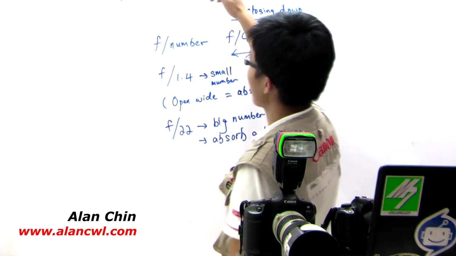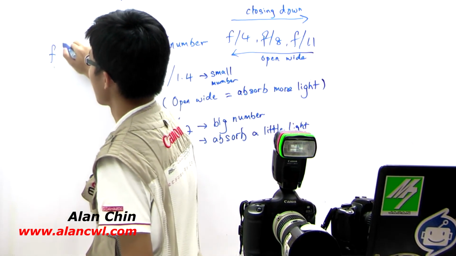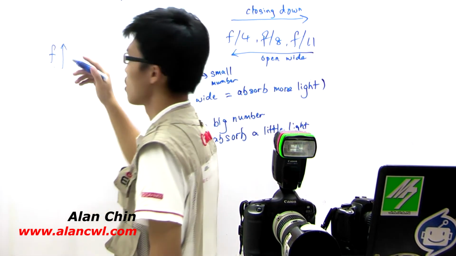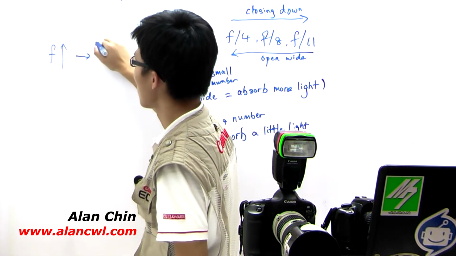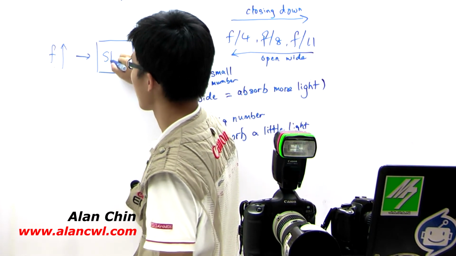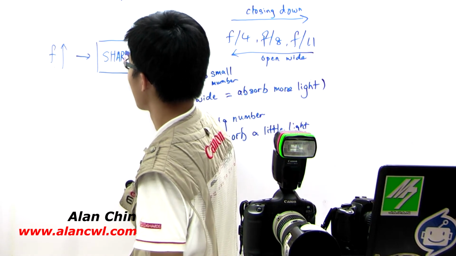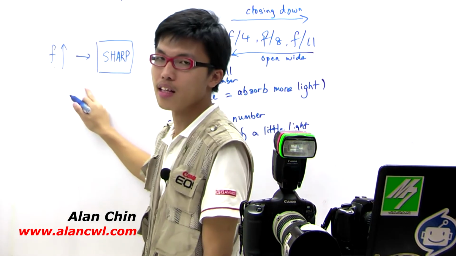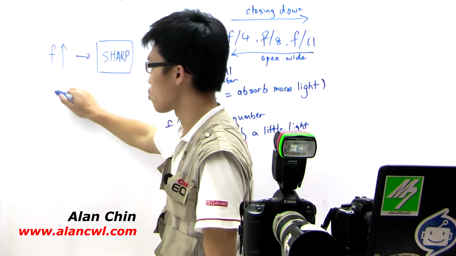So when the f number is going high, it means that the scene you will see is all sharp enough. So you will get an even clearer picture on every detail.